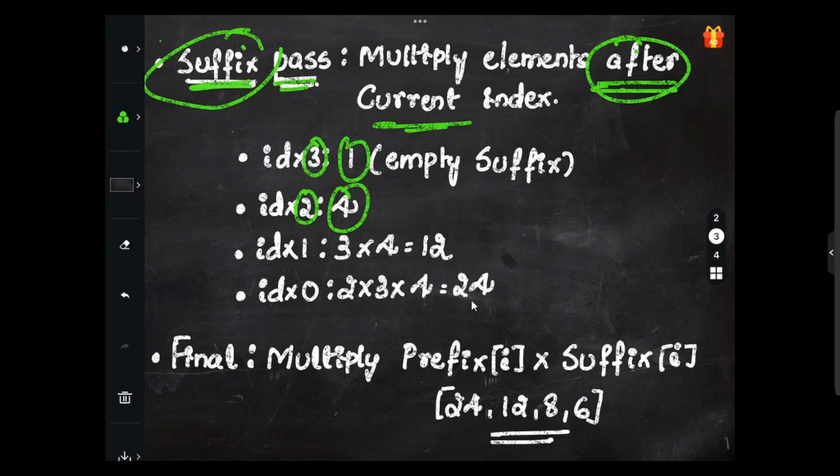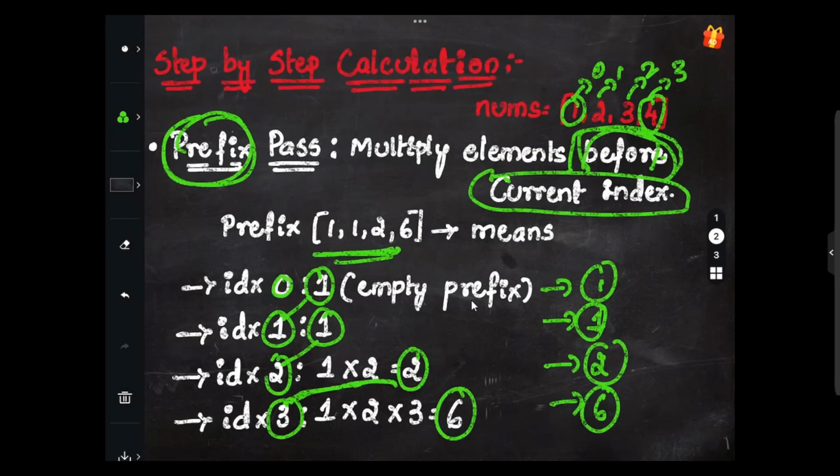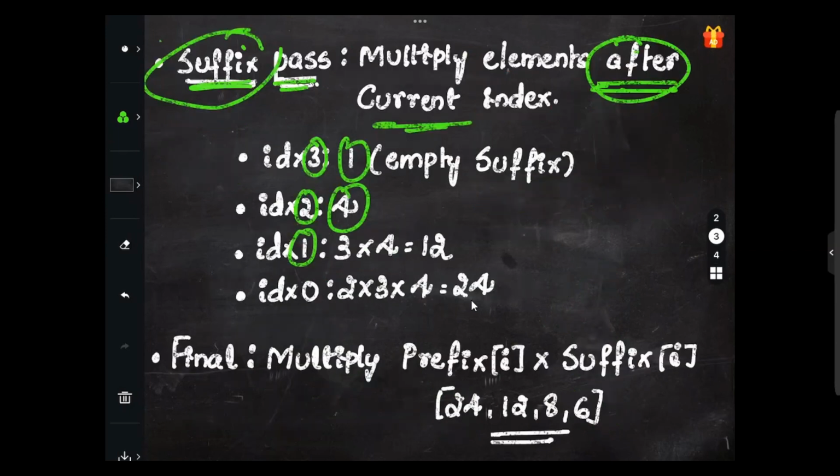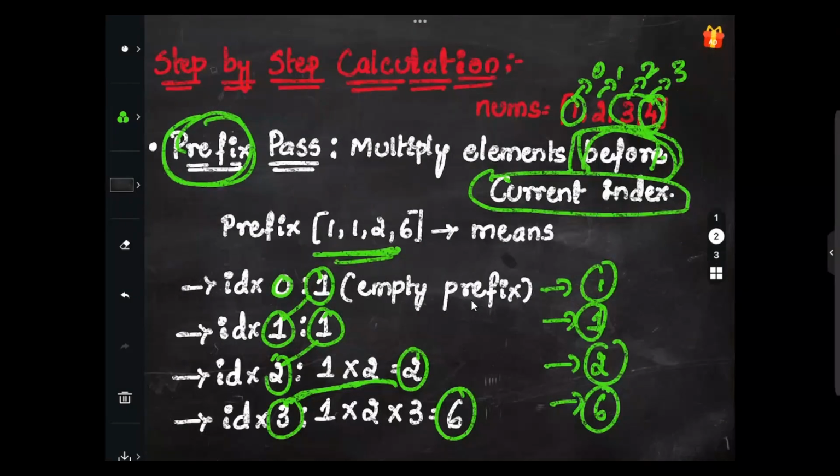So for the index 1, it will be 3 into 4, right? 3 into 4. So this one will be quite obviously 12. For the index 0, it will be 2 into 3 into 4, quite obviously. This whole three things, right? Because we are considering the suffix part here, suffix pass.